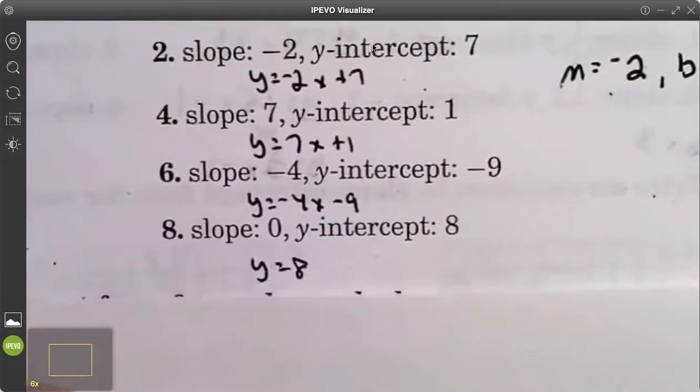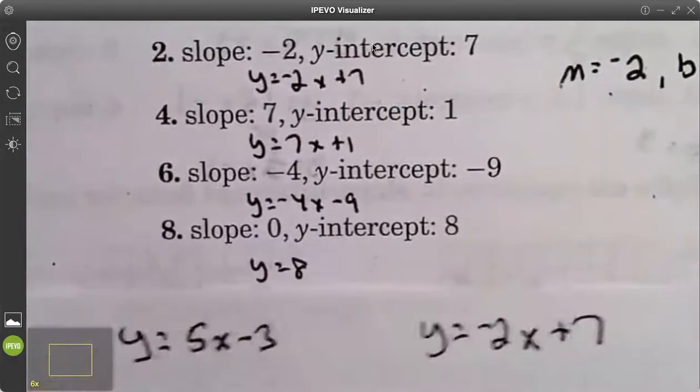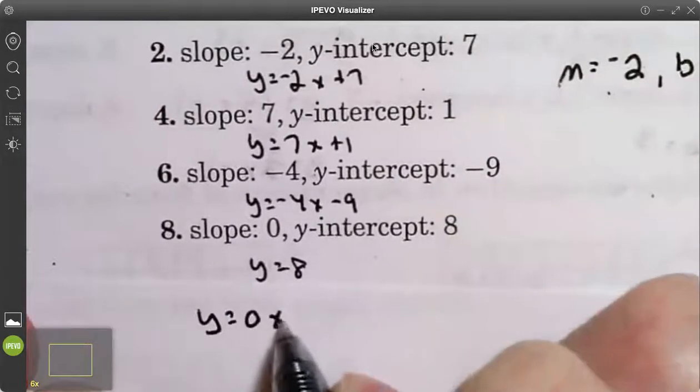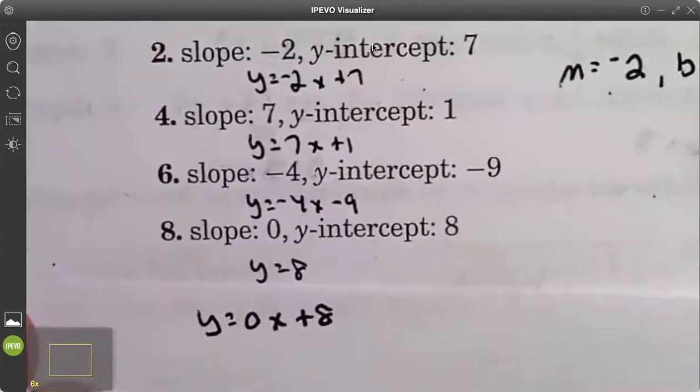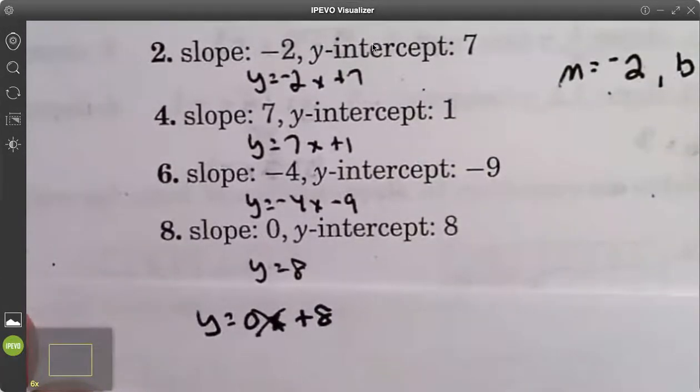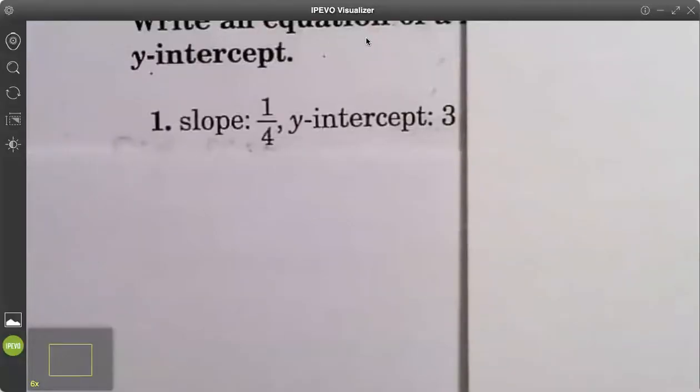Number 8 would just be y equals 8. Because y equals 0x plus 8, 0 times x is nothing. That's not simplest form. Simplest form would just be y equals 8. That is slope-intercept form. Let's try a few more. Try number 1.